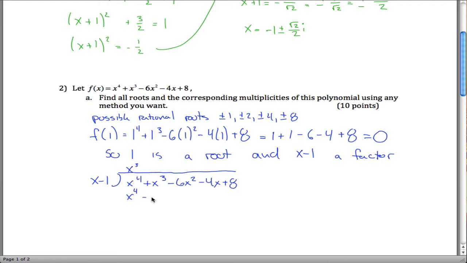X cubed times -1 is -x cubed. Be careful here. X cubed minus -x cubed is the same as x cubed plus x cubed. This is 2x cubed. Common mistake is to think those cancel out.